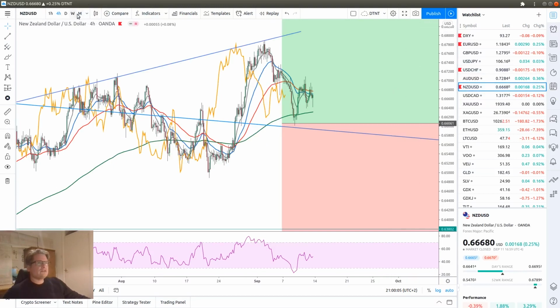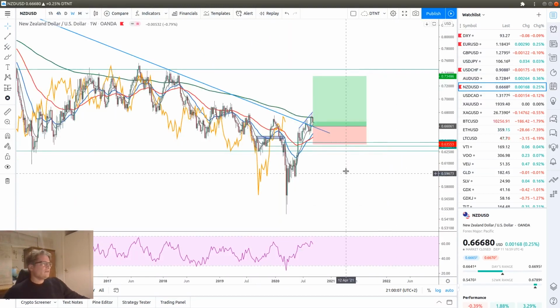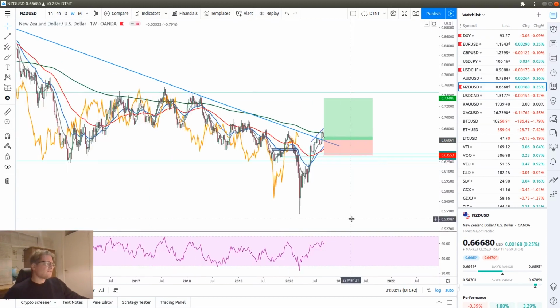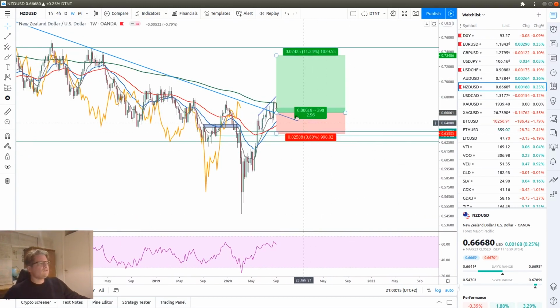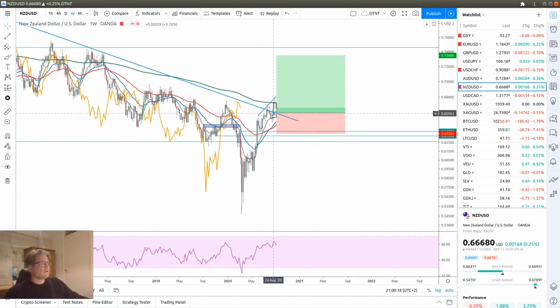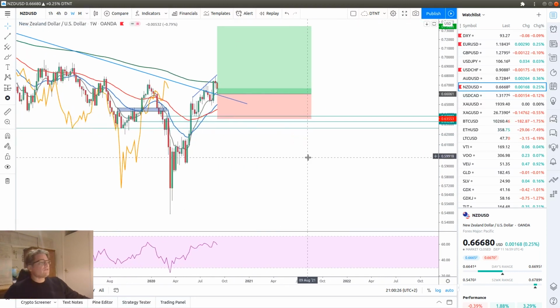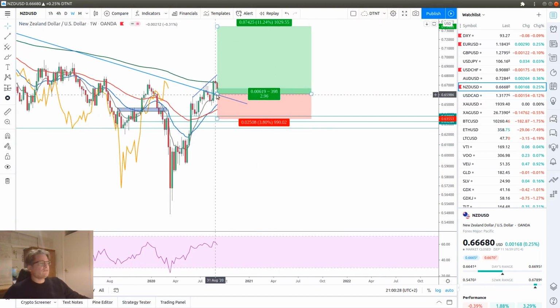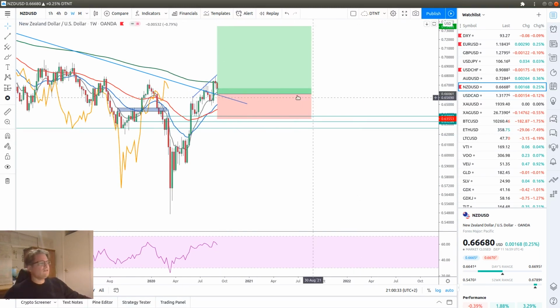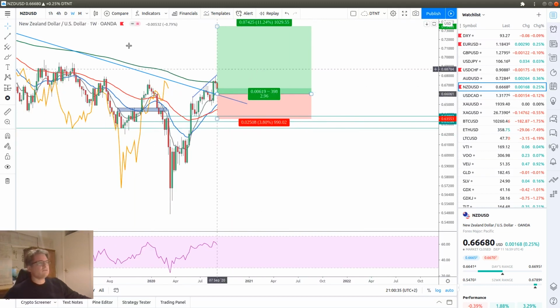Let's move to the New Zealand dollar. So I'm actually in this trade. This is a trade that I put on as it broke here. It broke the trend line, and so I figured that if it would retest the trend line, then I want to be long.